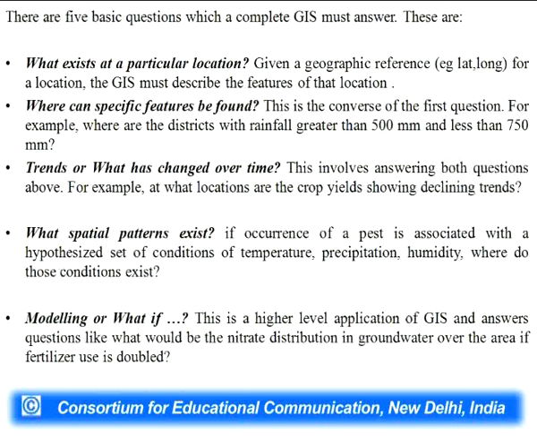So modeling is a higher level application of GIS, and it answers questions like what would be the case of nitrate distribution in groundwater over the area if fertilizer use is double. So likewise we can set a criteria, and with the help of that we can model the scenario. We can even model if fertilizer is becoming double or tripled, or if there is no use of fertilizer in the cropping field. So what will be the scenario, or what will be the production? We can analyze, or we can model, or we can forecast the future with the help of this GIS technique.